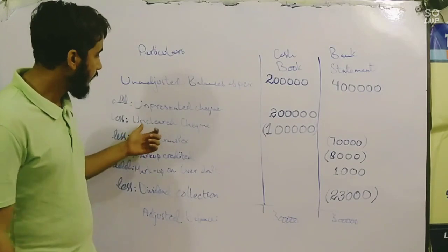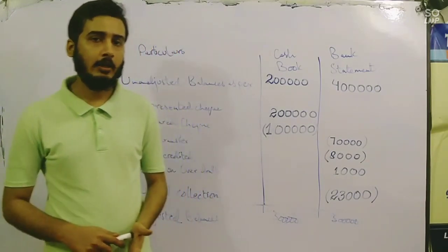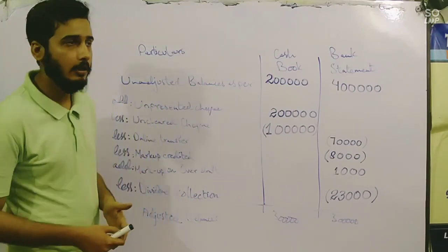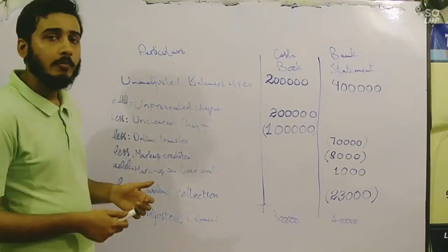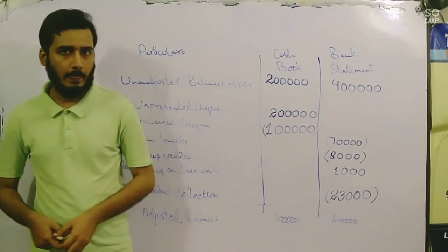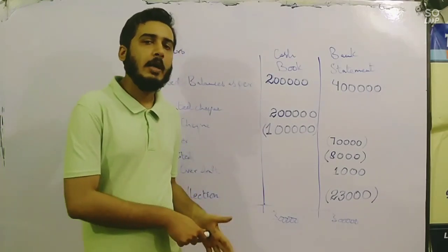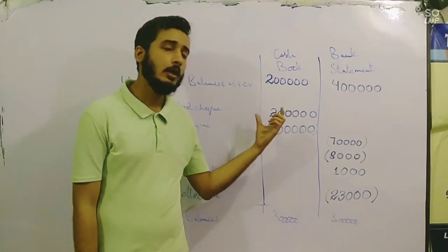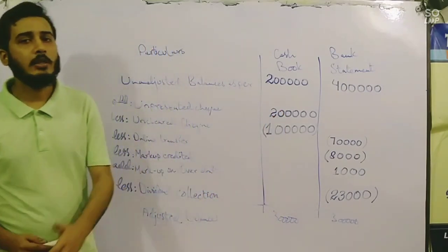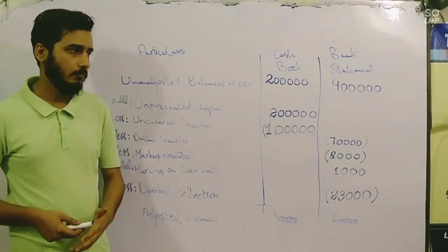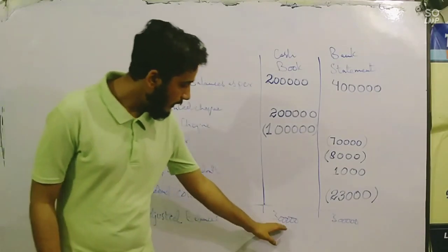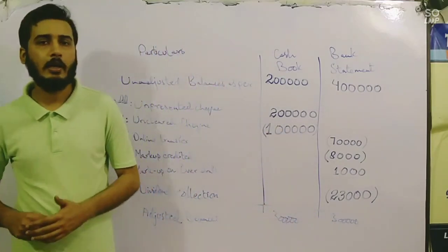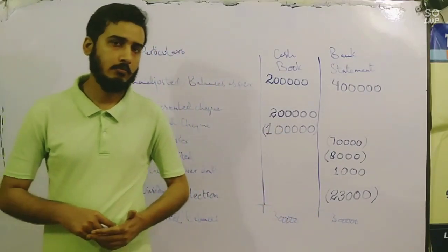Then if I have added the unclear check, meaning those checks which have been deposited and added by the company but not added by the bank yet, then for getting the adjusted balance, the reconciled balance, I have to deduct the thing which has not been added by the bank. So I will get to the adjusted balance of the bank. Like here, I've got 300,000.